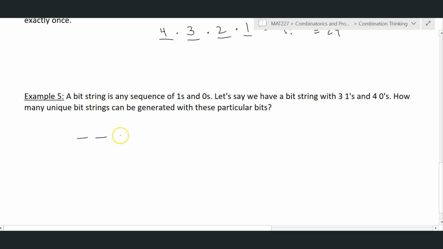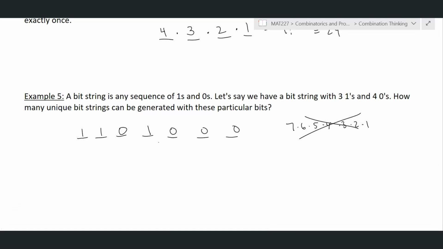Well, so I have 7 bits in total, right? And I could say that this is a 1, 1, 0, and then my third one, and then the remaining ones are all zeros. Once again, I can't go 7 times 6 times 5 times 4 times 3 times 2 times 1 because I only have 2 distinct things, think about it as letters if you want. I know they're numbers, but you have 2 distinct things and you're going to produce 7 instances of them in total. So once again, let's approach this through the avenue of picking slots.